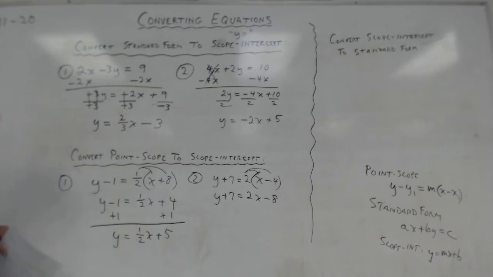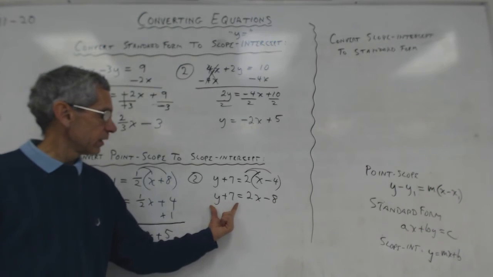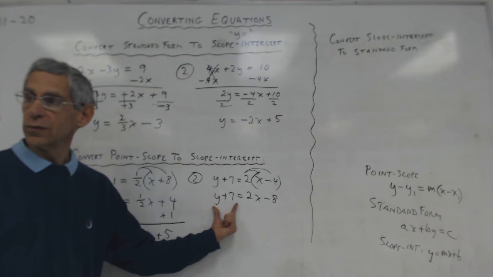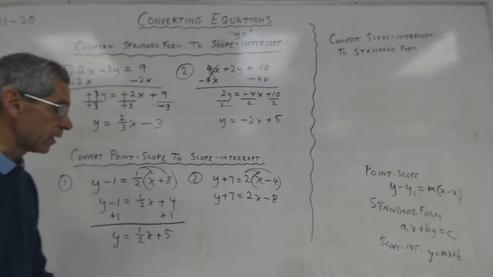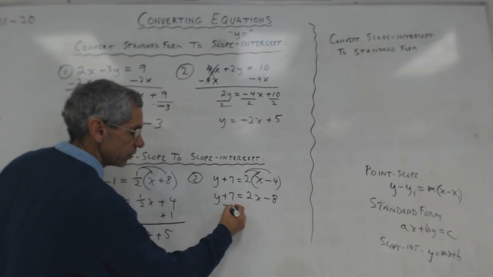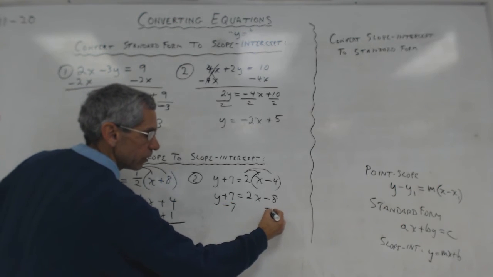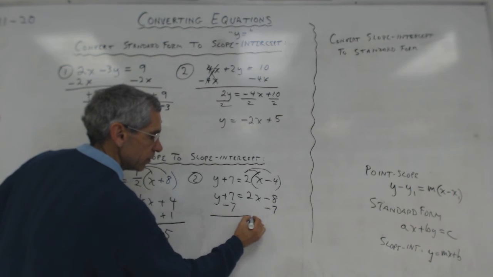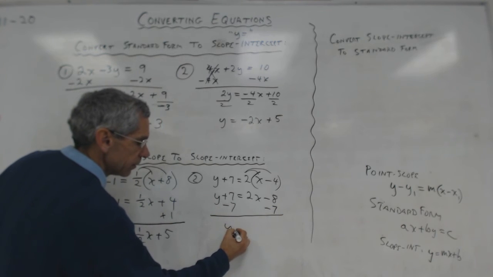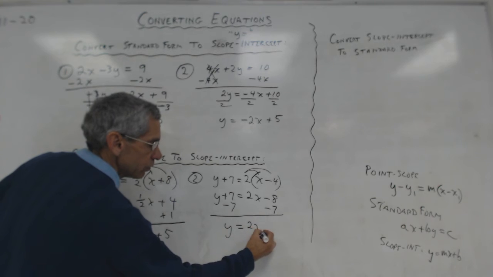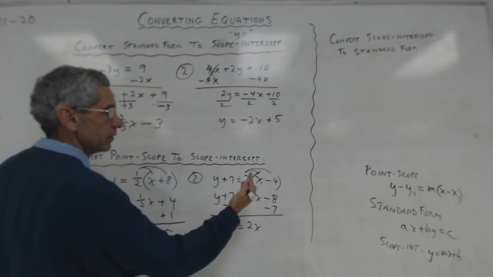And then I realize the only thing in the way of it saying y equals is that plus 7. So I've got to get rid of it. So I'm going to subtract 7. I'm not going to put minus 7 under the 2x. I'm going to put the minus 7 under the minus 8. And then I've got y equals 2x, negative 8, negative 7.